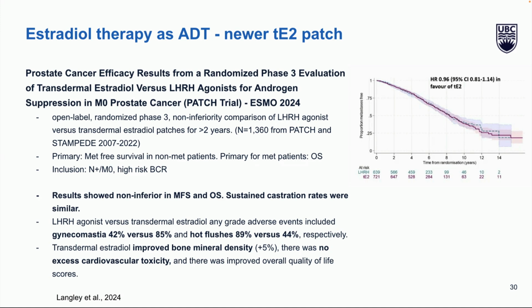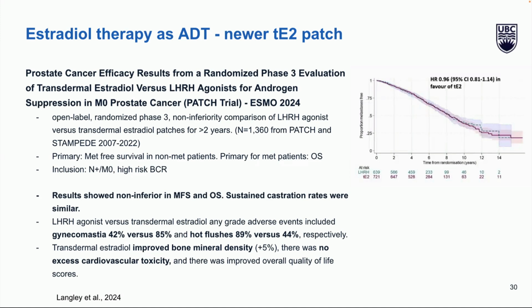What this study was able to show was non-inferiority of metastasis-free survival and overall survival for transdermal estradiol compared to LHRH agonists. The transdermal estradiol was also shown to have, as expected, more breast events, with improved vasomotor outcomes for folks.